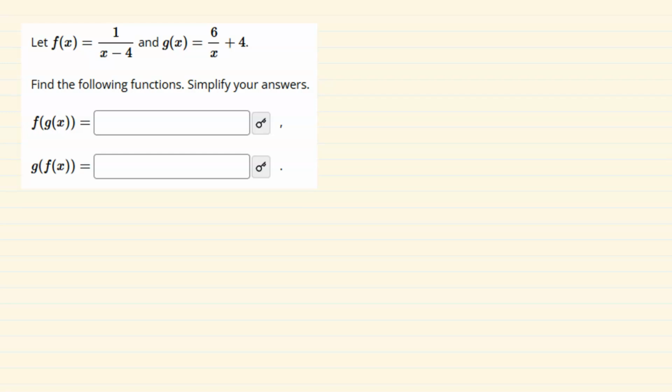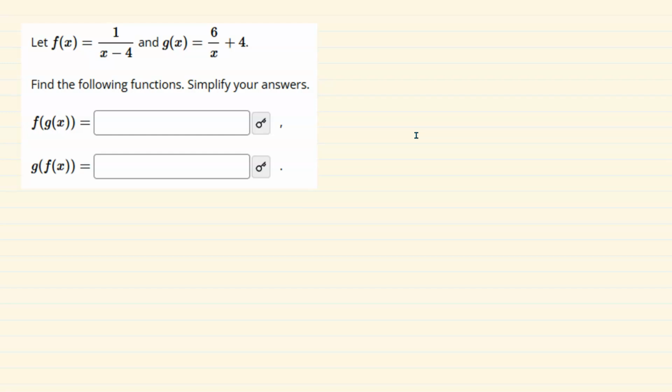All right, here we have two rational functions, and we're dealing with another composition of functions problem. We are not evaluating, we're just going to simplify as much as we can. When we say evaluating, that means we're plugging in a number for x when we're doing the composition of functions.